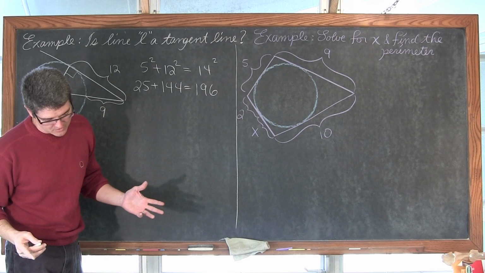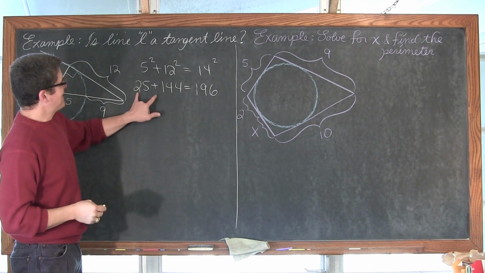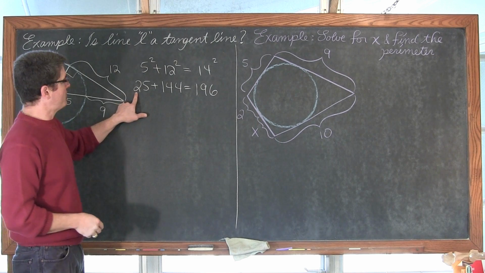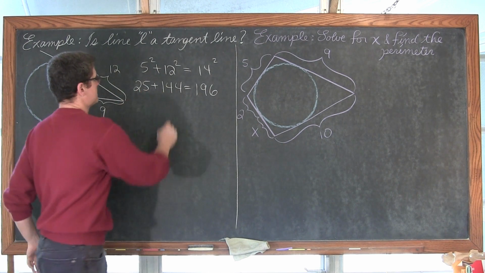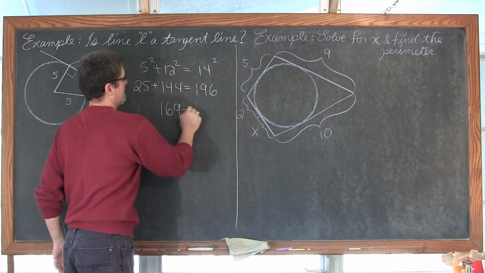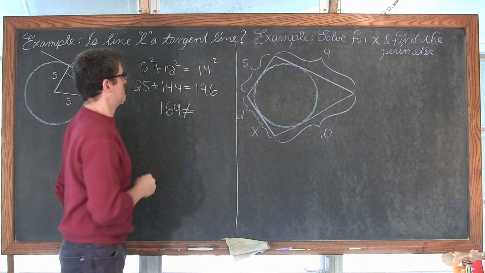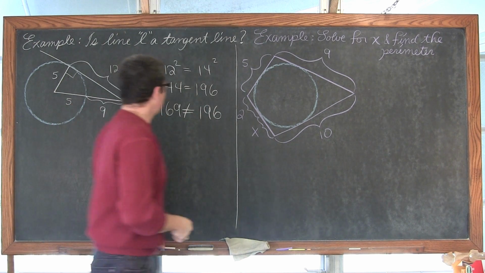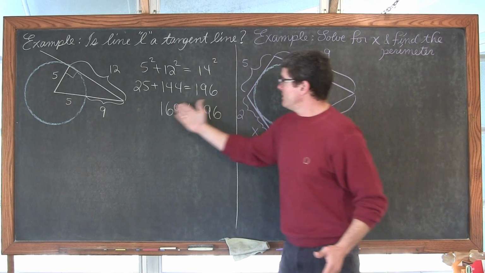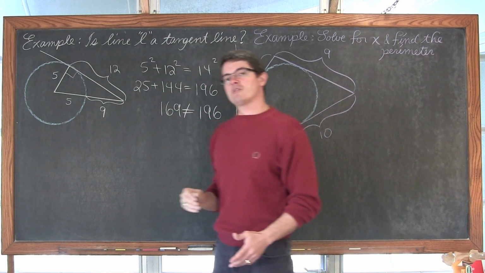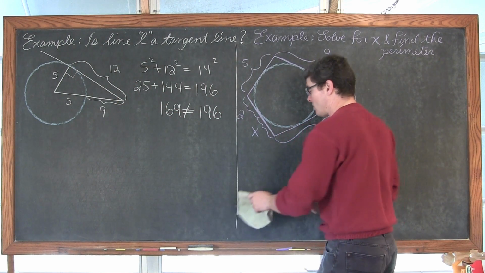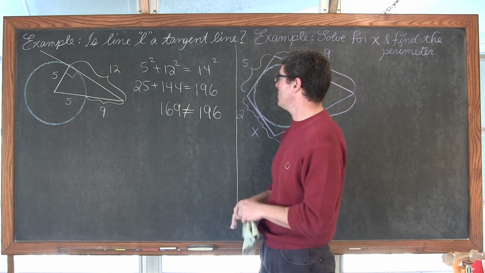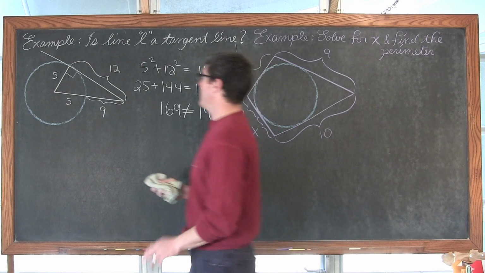Let me double check, make sure I'm not doing it wrong. Yes, okay. 144 plus 20 is 164, plus another 5 is 169. I know I was remembering that number for some reason. And that is not equal to 196. So that means this fails the check for it being a perpendicular angle or a right triangle, because the two legs squared added together does not equal the hypotenuse squared.